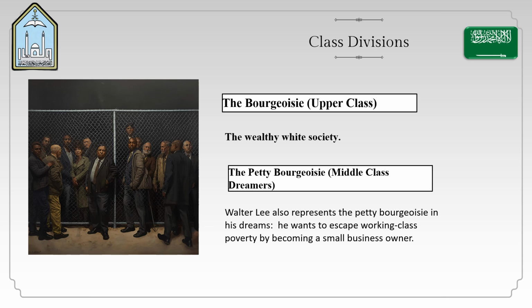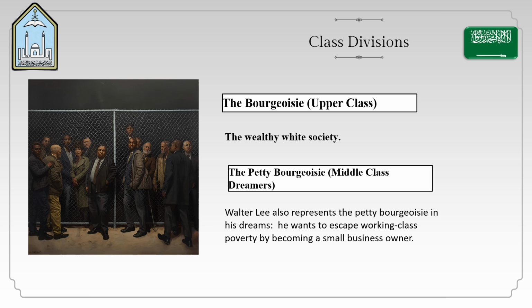People want to live in a certain kind of way, of course. That way means maintaining class and race barriers, the capitalist order disguised as civility. So the petty bourgeoisie, or let's say the middle class dreamers, they're unfortunately only dreamers. Walter Lee also represents the petty bourgeoisie. In his dreams, he wants to escape working class poverty by becoming a small business owner. This is the class that hopes to rise but often fails because the capitalist system traps them.